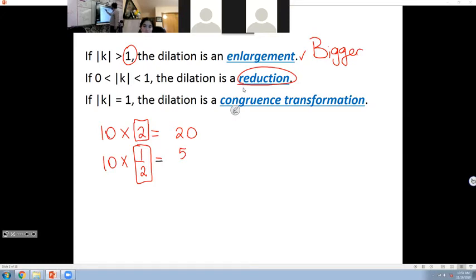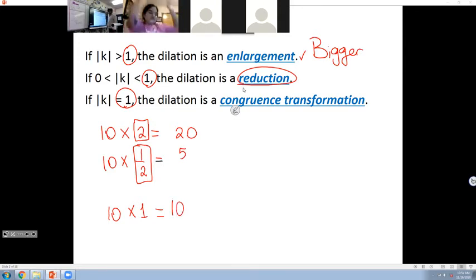Because the number I use, 1/2, is less than 1. If it is less than 1, that is going to be reduction. You will reduce the amount of money you have. Now, but what if it is 1, exactly 1? What is 10 times 1? Okay, 10 times 1 is 10. I like the way you said it. Yes, it is correct. It is $10.